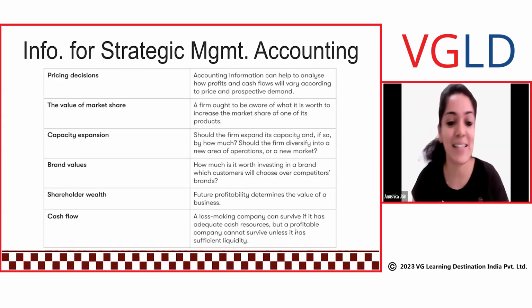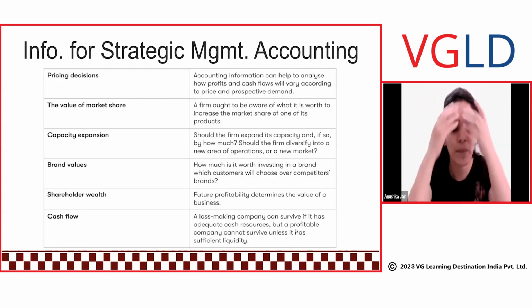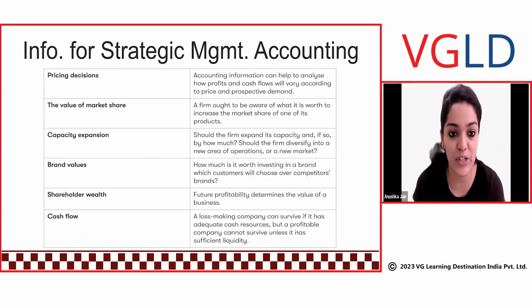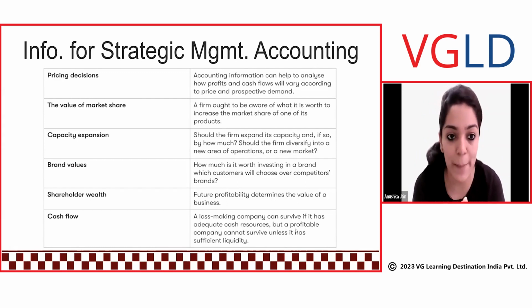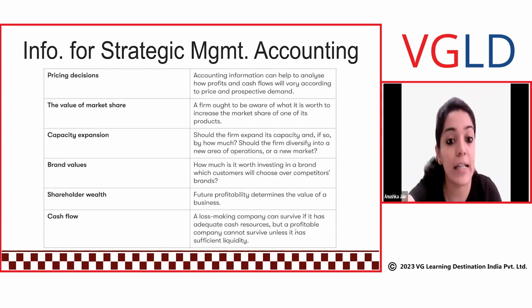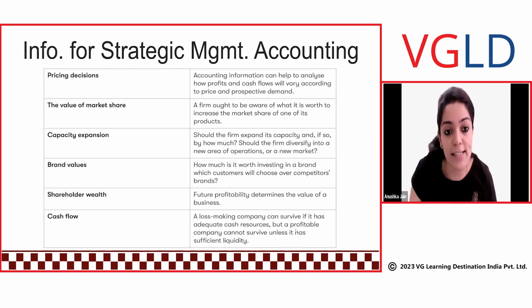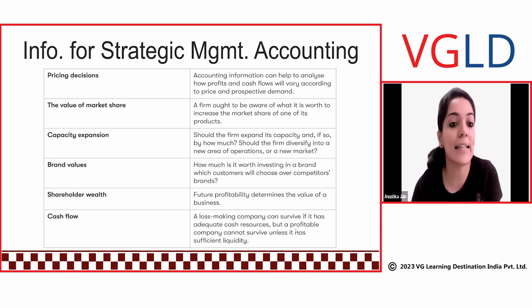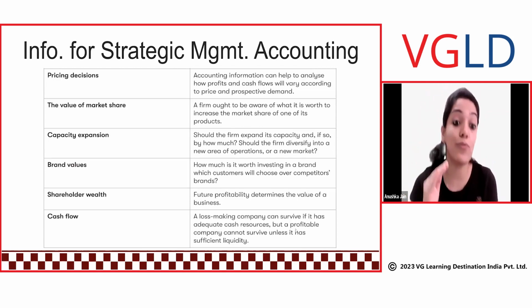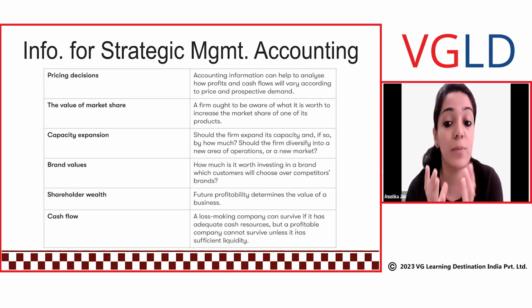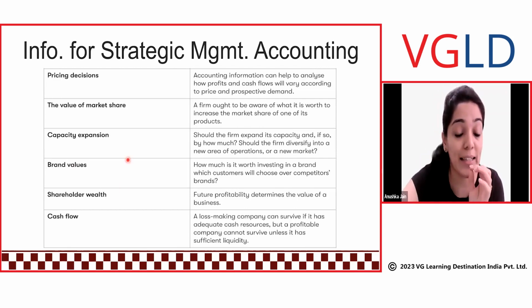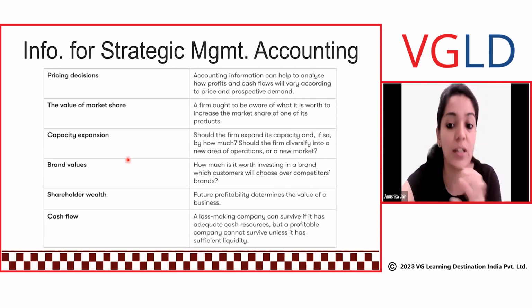So that's what brand value is about, being so customer centric that a customer relates to it. Use of vernacular language. Now, even you would have seen most of the apps today, like Flipkart and all, they are using vernacular language. Why is that? Because they want to attract customers even from tier 3 and tier 4 cities of the country. So how much is it worth investing in a brand which customers will choose over competitors' brands? I think this video perfectly answered that question.